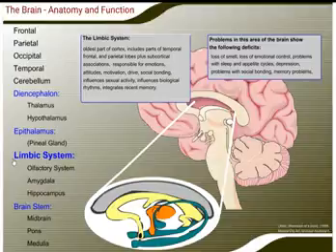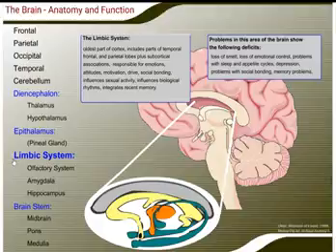Problems in this area of the brain show the following deficits: a loss of smell, loss of emotional control, problems with sleep and appetite cycles, depression, problems with social bonding, and memory problems.